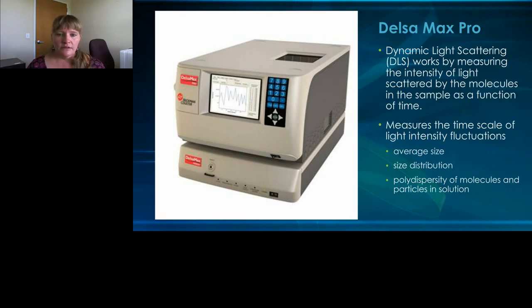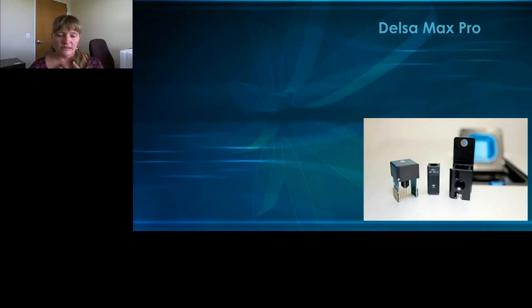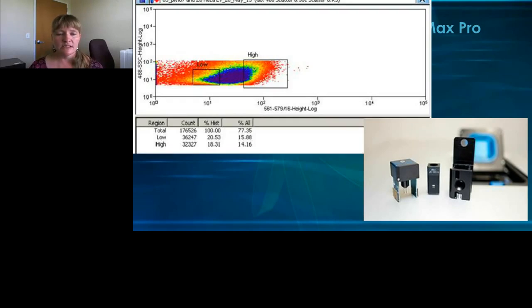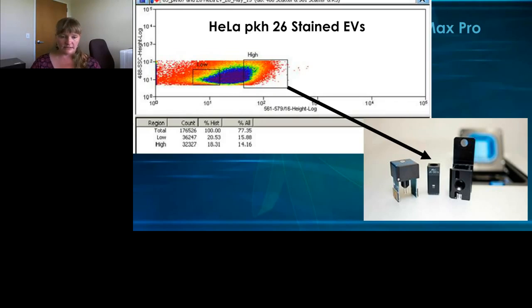I took 2 fluorescently labeled samples. As you can see here, these are HeLa extracellular vesicles stained with PKH26. There are 2 different populations: we have the high stain population and we have the low stain population. I took both of those samples and placed them into the dip cell for the DelsaMax. As seen on the next slide, the low population was much smaller than the high population.